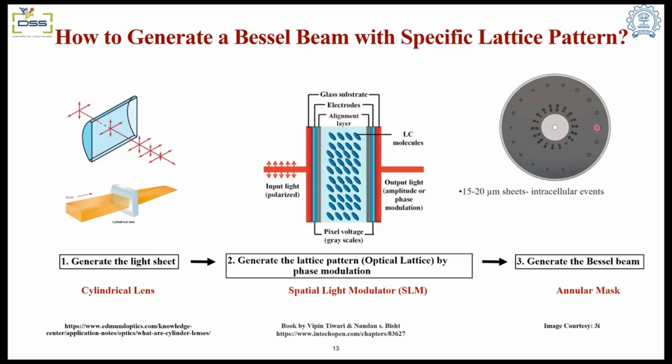So basically, if the light sheet length is 15 to 20 micrometers, then it will be helpful to understand intracellular events. If it's a 30 to 40 micrometer sheet, then we can study small organoids and cell-cell interaction. And if it is a 50 to 75 micrometer sheet, then it will be helpful for large organoids and a portion of embryos or some large organism.